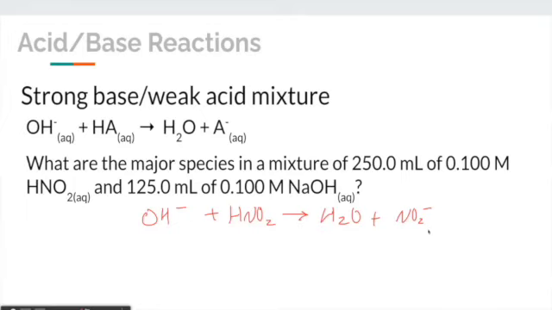This is a one-way reaction. Now we do have that limiting reactant thing here. We have twice as much HNO2 as we have OH-.